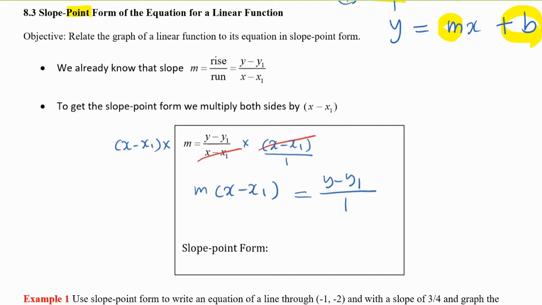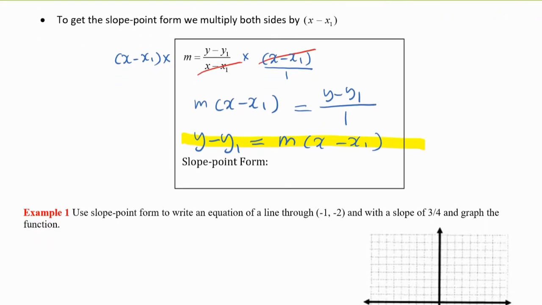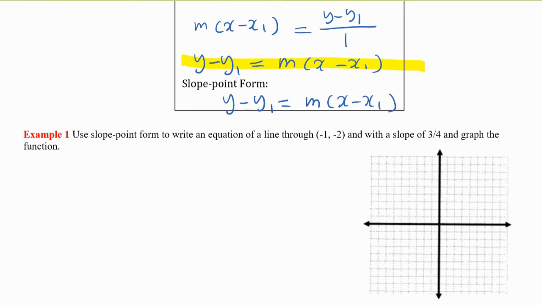So let's rewrite it. We want to write y first. So y minus y1 over 1. We usually omit the over 1. So y minus y1 equals m times x minus x1. So this is the formula. Remember this: the slope-point form is y minus y1 equals m times x minus x1. This looks complicated, but don't worry. I'm going to explain this using an example question.